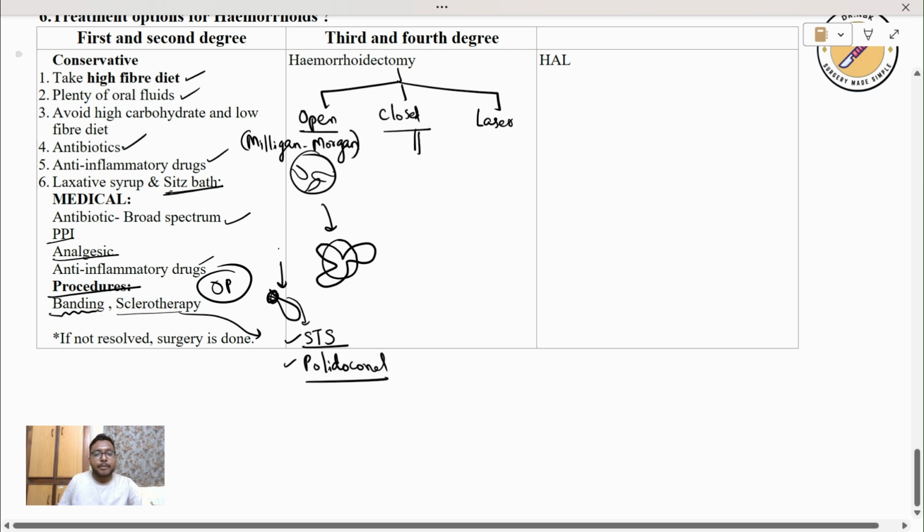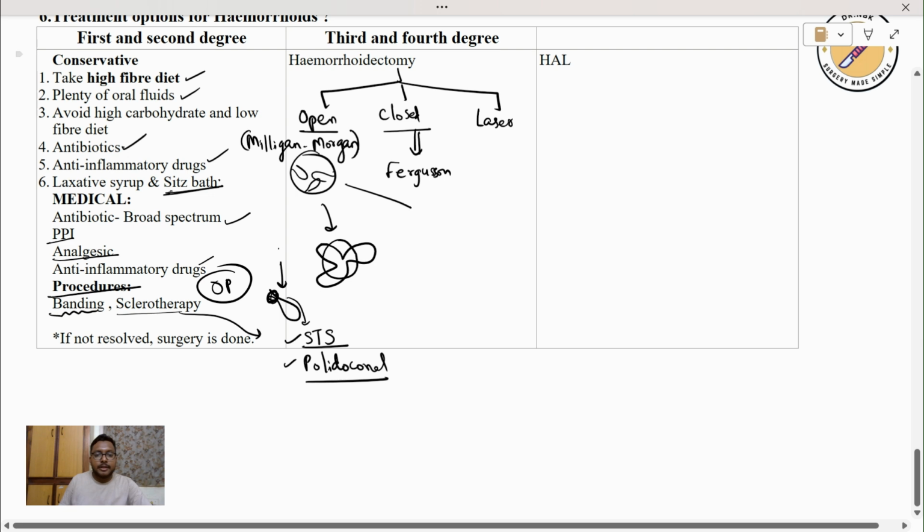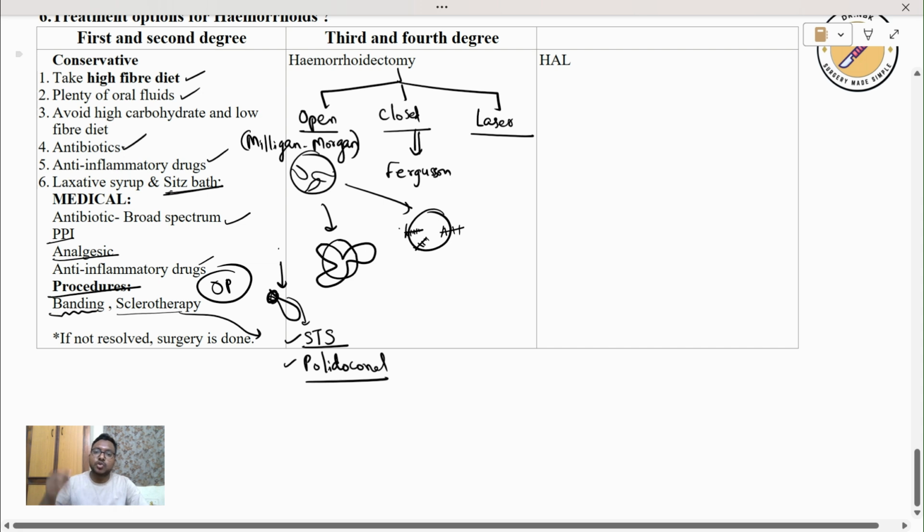Now, closed hemorrhoidectomy goes by the name Ferguson, Ferguson hemorrhoidectomy. So what is the basic difference between open and closed? Here, the wound is not left open. Once you remove the hemorrhoid, the wound is closed here. You will suture the wound like this. That is called closed hemorrhoidectomy. After excising the hemorrhoid, you are closing the wound by suturing it. And you are just using the laser energy to excise the hemorrhoid. That is called laser hemorrhoidectomy.